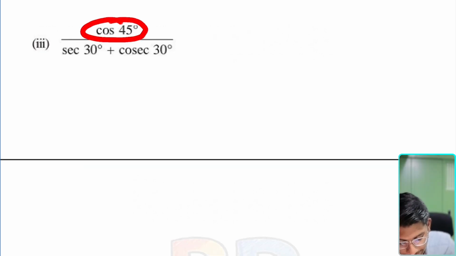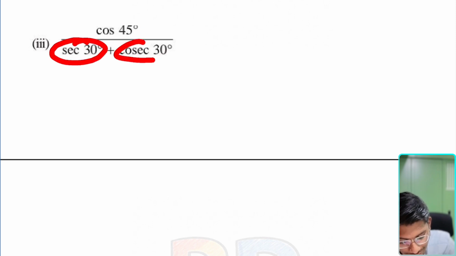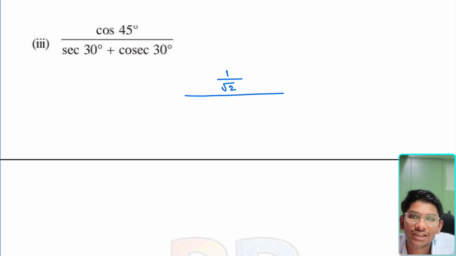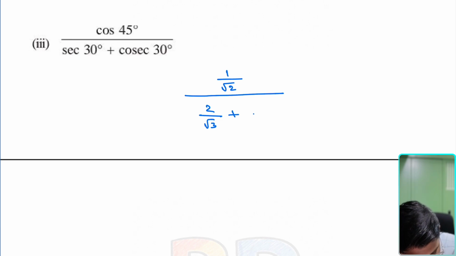Now the third question. Cos 45 divided by secant 30 plus cosecant 30. What is cos 45? It is 1 by root 2, whole divided by secant 30. What is secant 30? It is the reciprocal of cos 30. Cos 30 is root 3 by 2, and 1 divided by root 3 by 2 is 2 by root 3. 2 by root 3 plus cosecant 30. It is the reciprocal of sin 30. Sin 30 is 1 by 2, and 1 divided by 1 by 2 is 2. Hence cosecant 30 is 2.